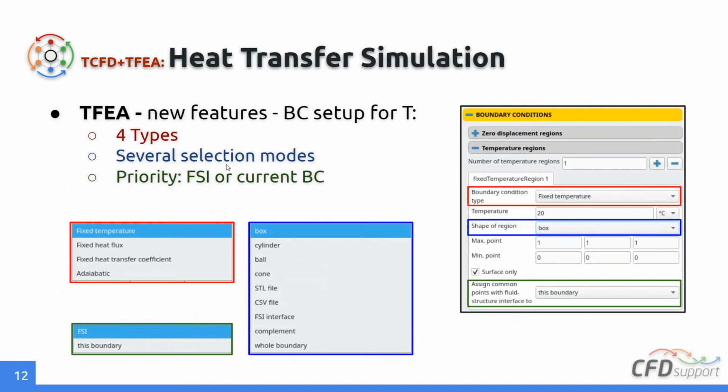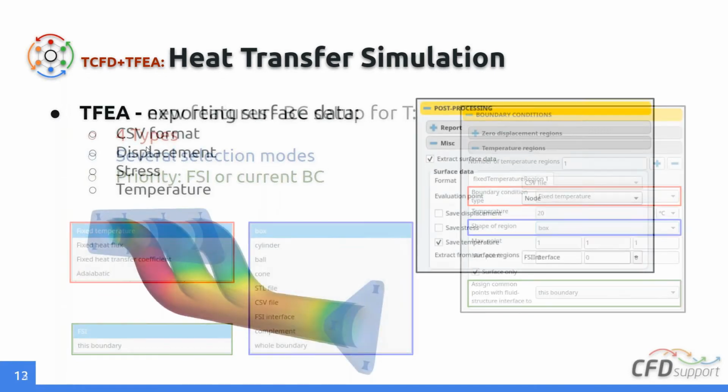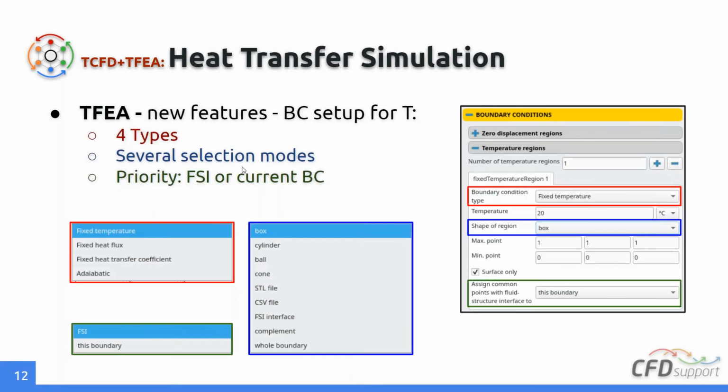Okay. So the new implementation within the TFEA is new boundary conditions and a new way to preset them. There are now 4 types: fixed temperature, fixed heat flux, fixed heat transfer coefficient, or adiabatic wall. To be more precise, there are 5, because the first one is the FSI. Then we have several selection modes.